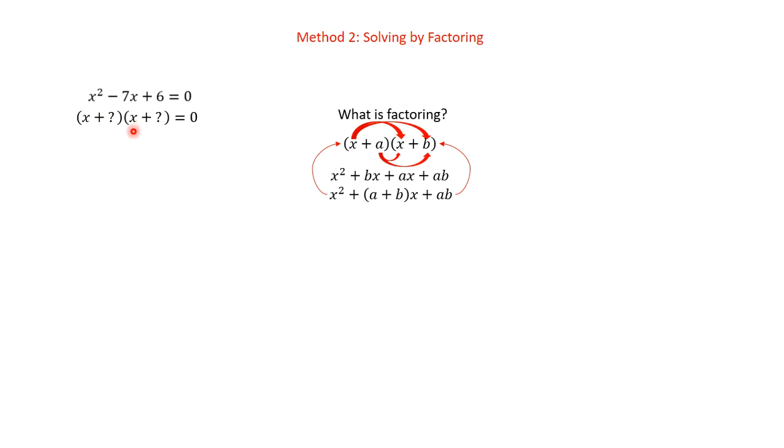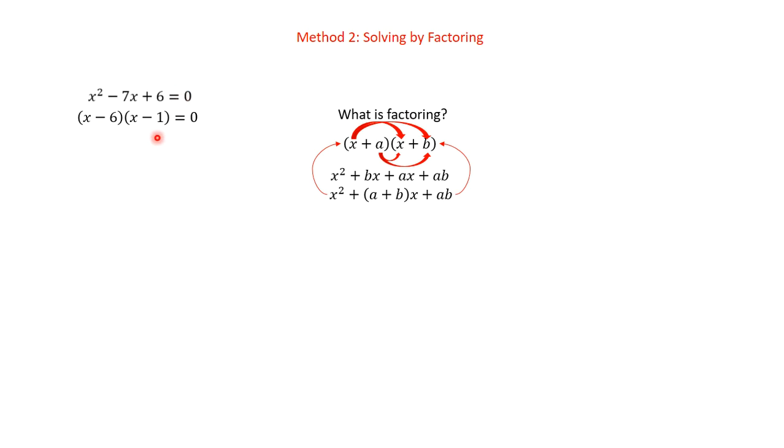What else times what equals 6? 6 and 1. 6 plus 1 equals 7. Well, how would we get negative 7? With negative 6 and negative 1. So you have x minus 6, x minus 1. If we multiply, we have x squared, minus x minus 6x is minus 7x. And then negative 6 times negative 1 equals positive 6. And so we factored it.